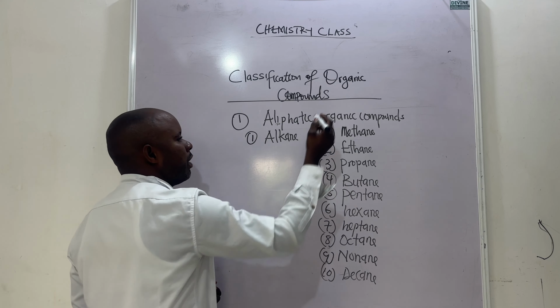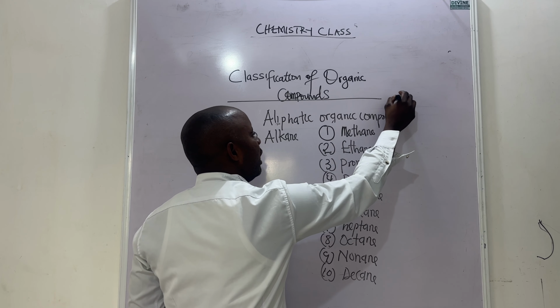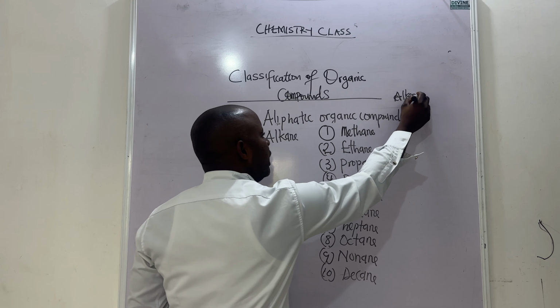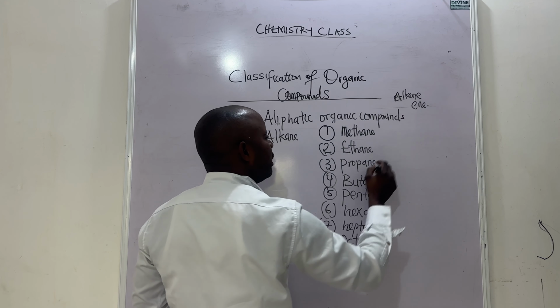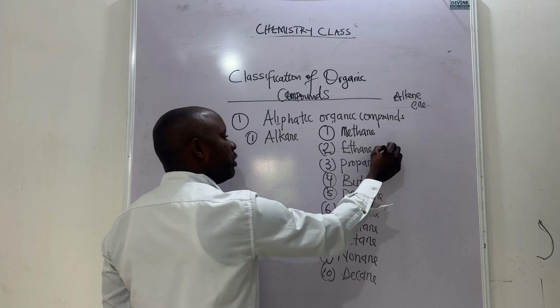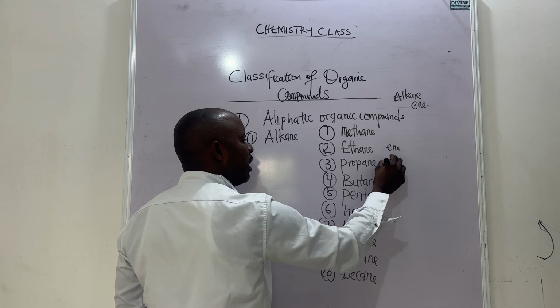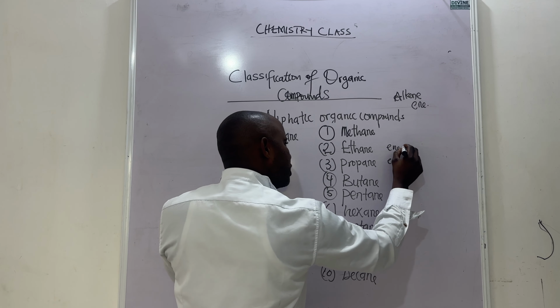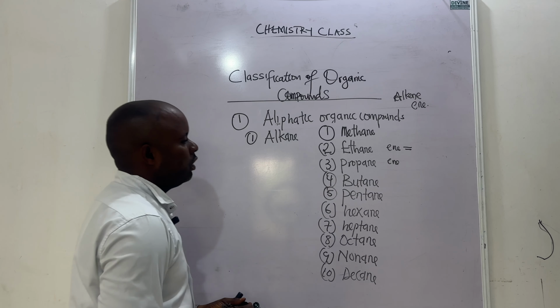So when we talk about alkene, for instance, this ANE is changed to ENE automatically. Here we're going to have ENE, here we're going to have ENE, by changing this ANE to be this compound with these double bonds.